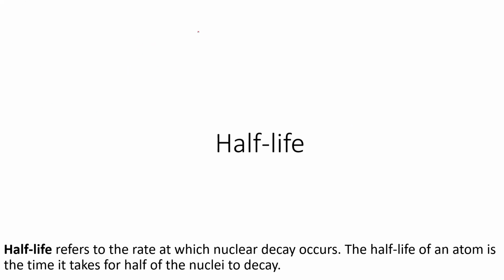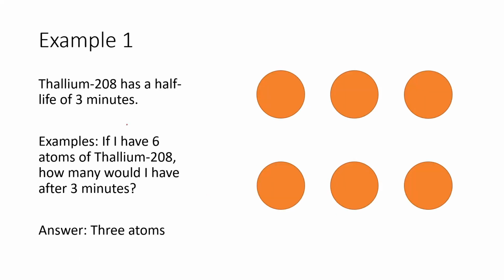So the half-life, the reason we call it the half-life, I mean, you can kind of get it from the name, but it refers to the rate at which nuclear decay occurs. We measure it by half of an atom being decayed. So the half-life of an atom is the time it takes for half of the nuclei to decay. Okay, we'll come back to this. I think it's easiest to understand from an example. So let's have a look at an example.